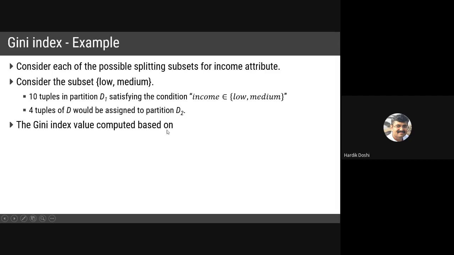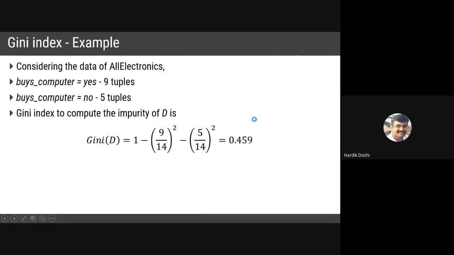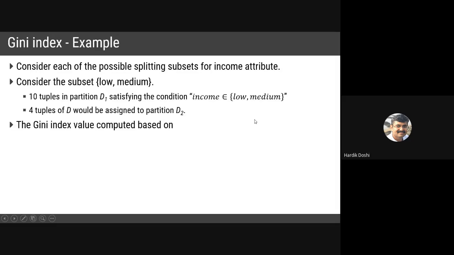So the Gini value for income belongs to low, medium is 10 by 14 Gini of D1. See the previous formula: D1 by D into Gini of D1 plus D2 by D into Gini of D2. So Gini income for low, medium of D is equal to 10 by 14, because 10 tuples are in D1, into Gini of D1, plus 4 by 14 into Gini of D2.